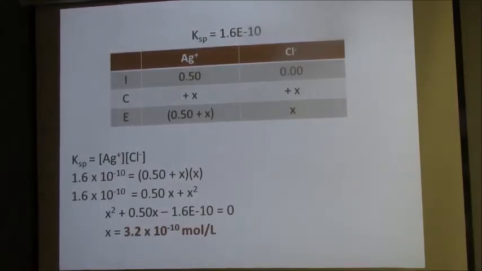When you solve that, you come up with a value of x of 3.2 times 10 to the negative 10th moles per liter. So that's a really, really small concentration, but think about it. The concentration that's going to dissolve in there is really, really small because there's already silver in there. That's the common ion effect.